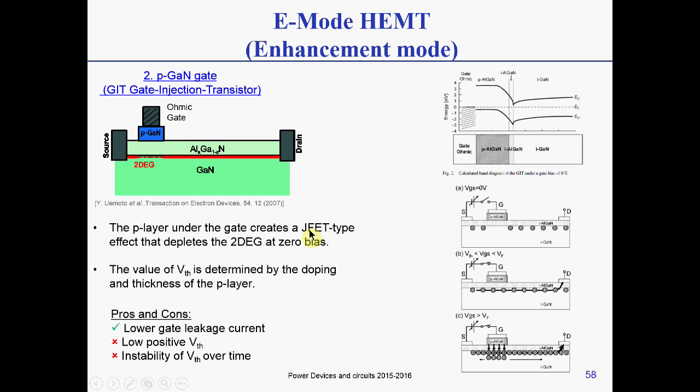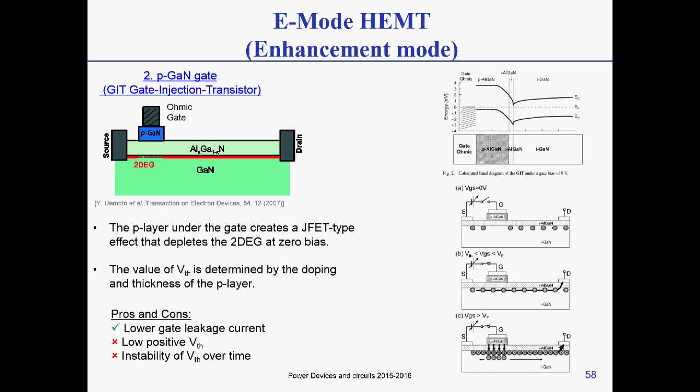What you can have, as shown here, is for very high gate biases, you can have injection of holes, because it's a p-n junction, and this could give you leakage current through the gate.